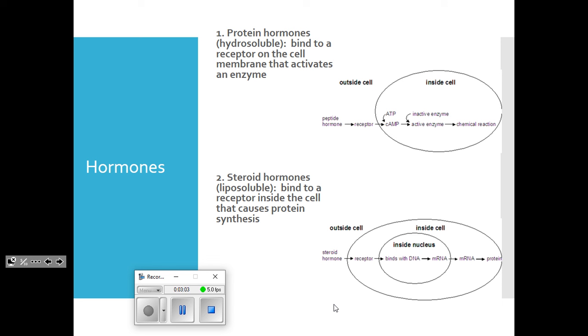So like I said, no one's going to ask you to draw these pictures, but these are two different ways that hormones can affect their target tissue or target cell. Either they bind to a receptor outside on the cell membrane, or they go through the cell membrane and then have their effect inside the cell.